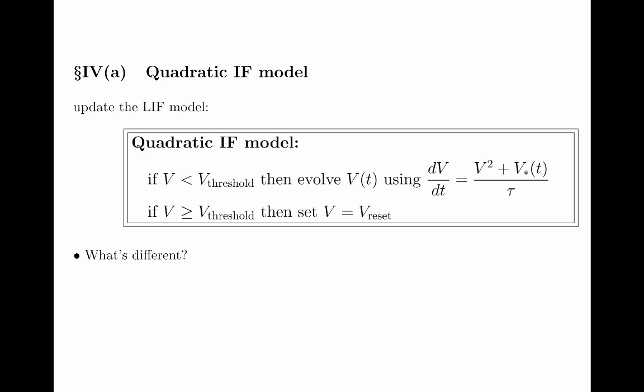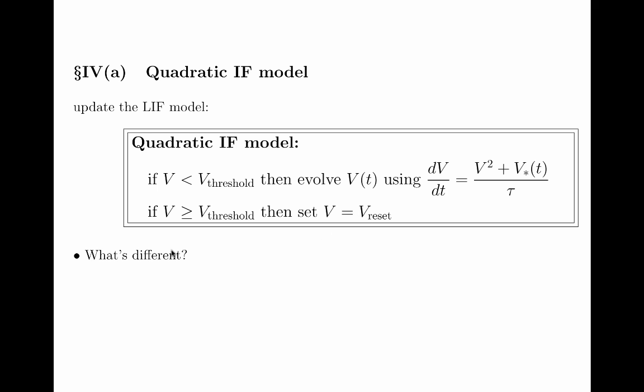As another example of this geometric approach to understanding a first-order dynamical system, let's consider a new model, in this case the quadratic integrate and fire model. To construct this model, we'll update our leaky integrate and fire model. Here's the definition. If V is less than some threshold value, V threshold, then we're going to evolve the voltage V using this differential equation: dV dt is equal to V squared plus some target voltage, V star, divided by tau. I've indicated here that V star may depend on time, but in this case, let's consider V star to be a constant. On the other hand, if V exceeds this threshold or is equal to V threshold, then we're going to set it to the reset.